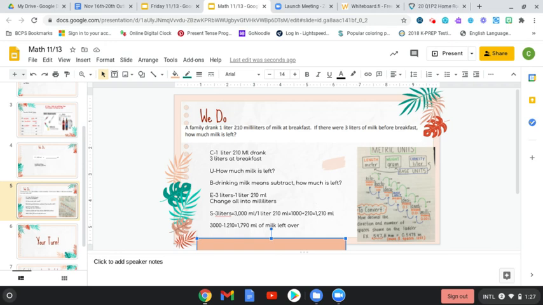And now I'm ready to subtract. So they had 3,000 milliliters of milk. They drank 1,210 milliliters. So that means they have 1,790 milliliters of milk left over. And that's how you solve that problem. You have to turn everything into milliliters first. Then you can subtract to solve how much was left after breakfast.